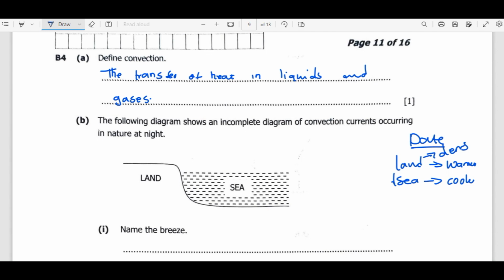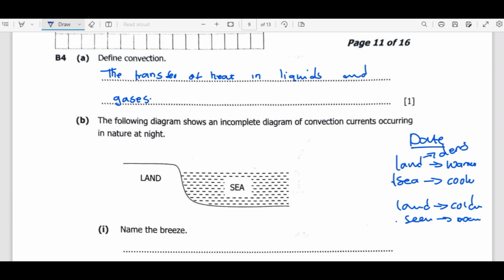Now during the night, the opposite happens. Since the land absorbs more heat during the day and faster than water, it will also emit heat faster than water. So during the night, the land becomes colder. Then the sea becomes warmer. Since the sea becomes warmer, the air on the sea becomes less dense, then the air on land becomes denser.